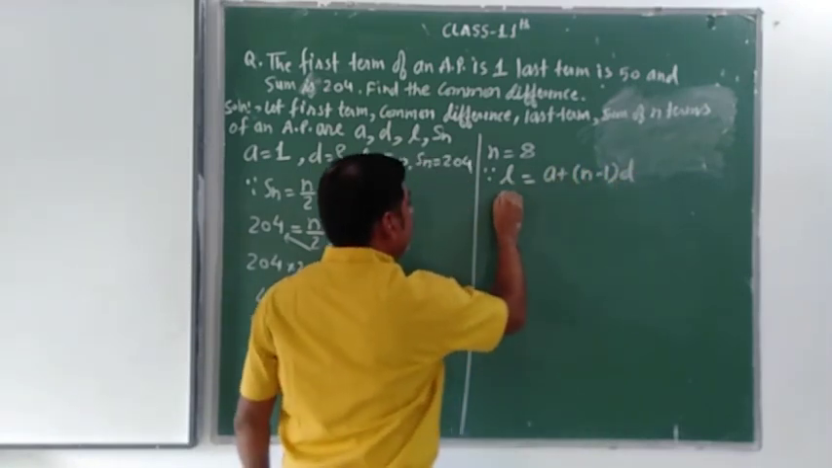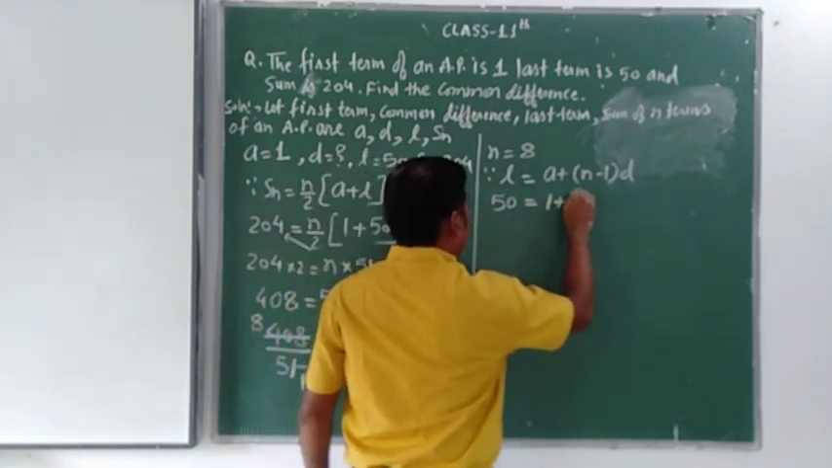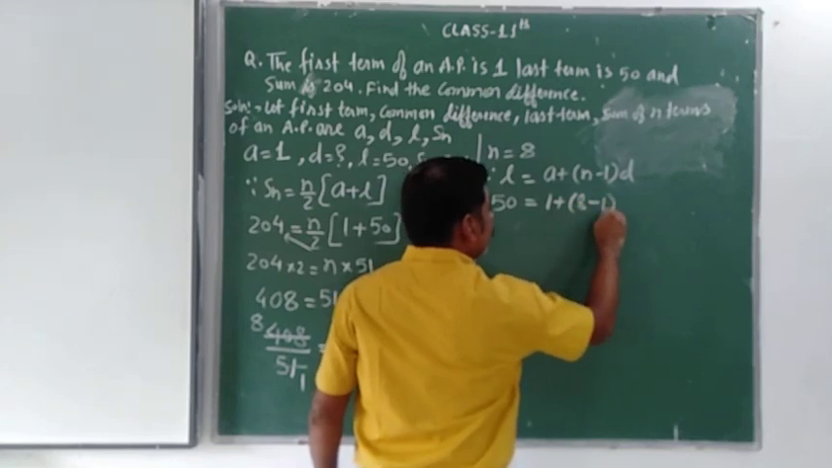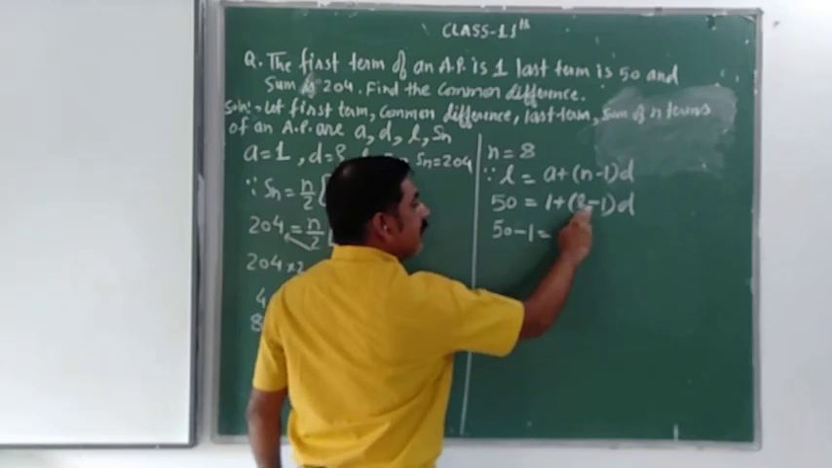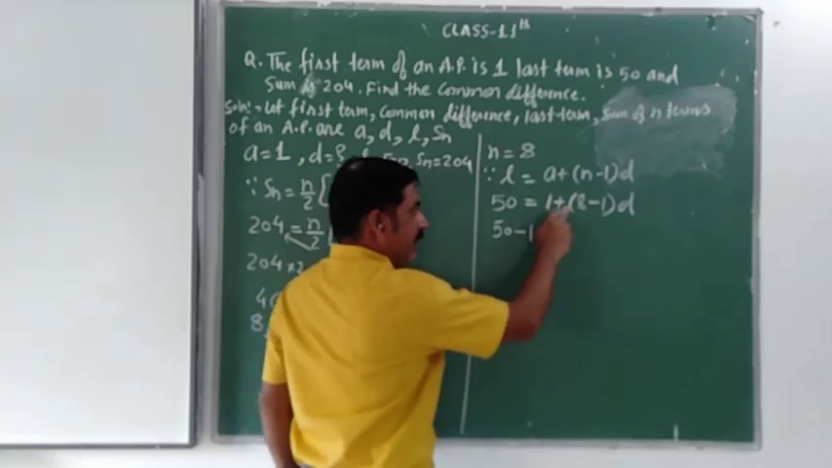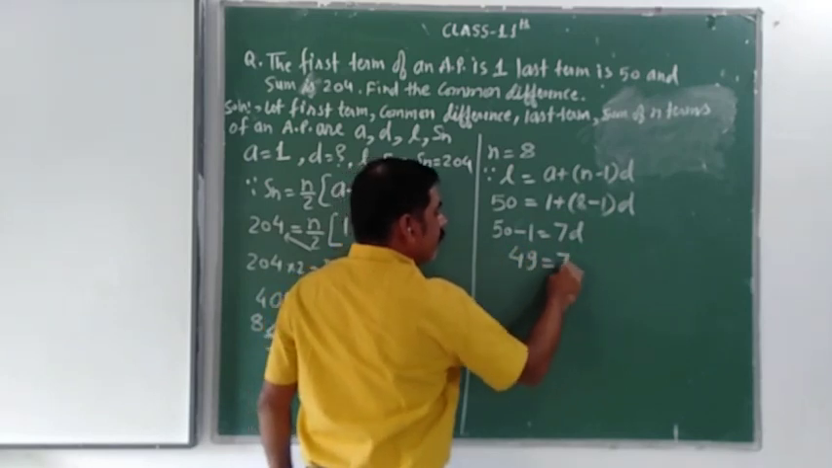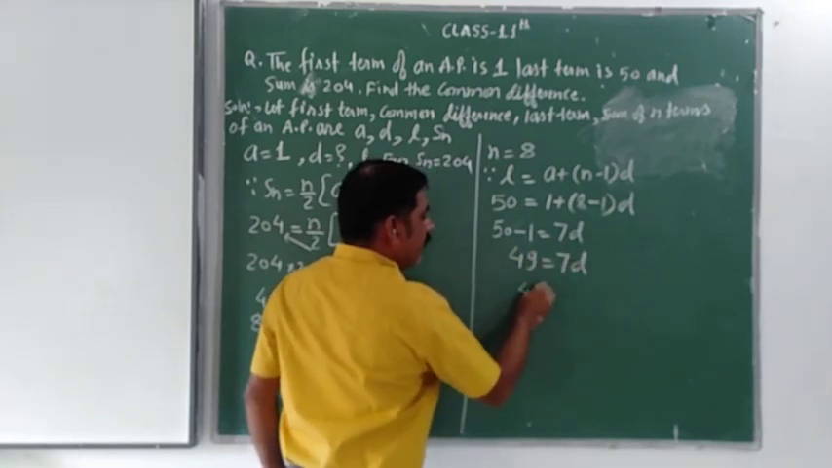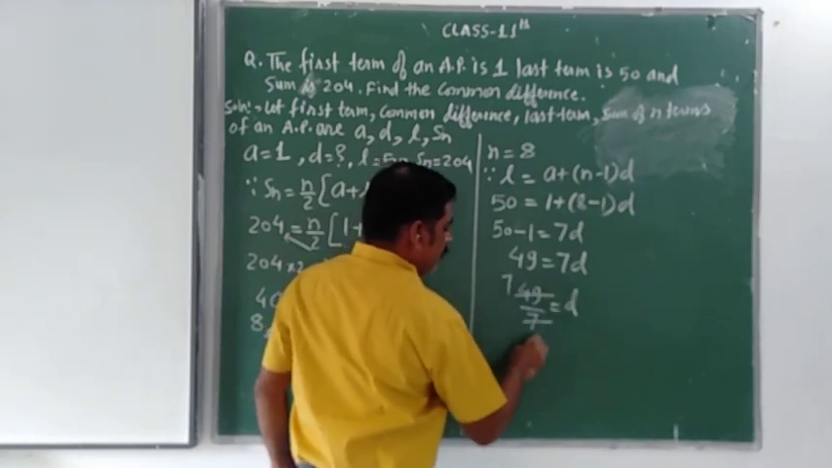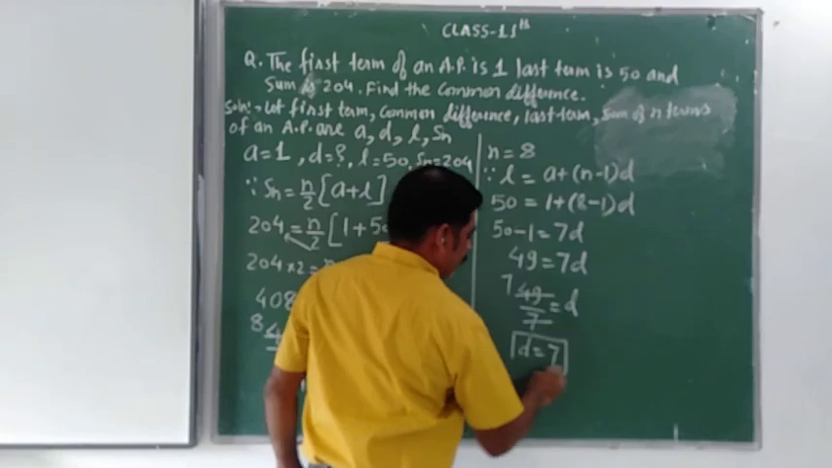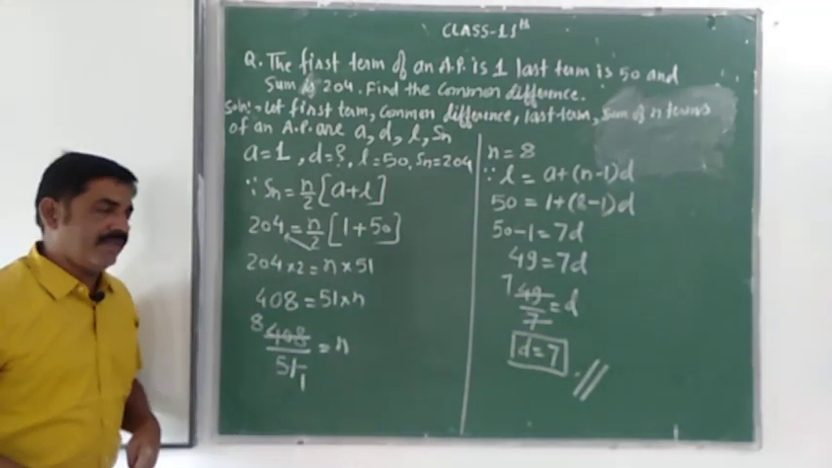The value of L is 50. The value of A is 1 and 8 minus 1 into D. So 50 equals 1 plus (8 minus 1)D, which is 7D. 49 is equal to 7D. So 49 upon 7 is equal to D. So D is equal to 7. So our answer is common difference is 7.